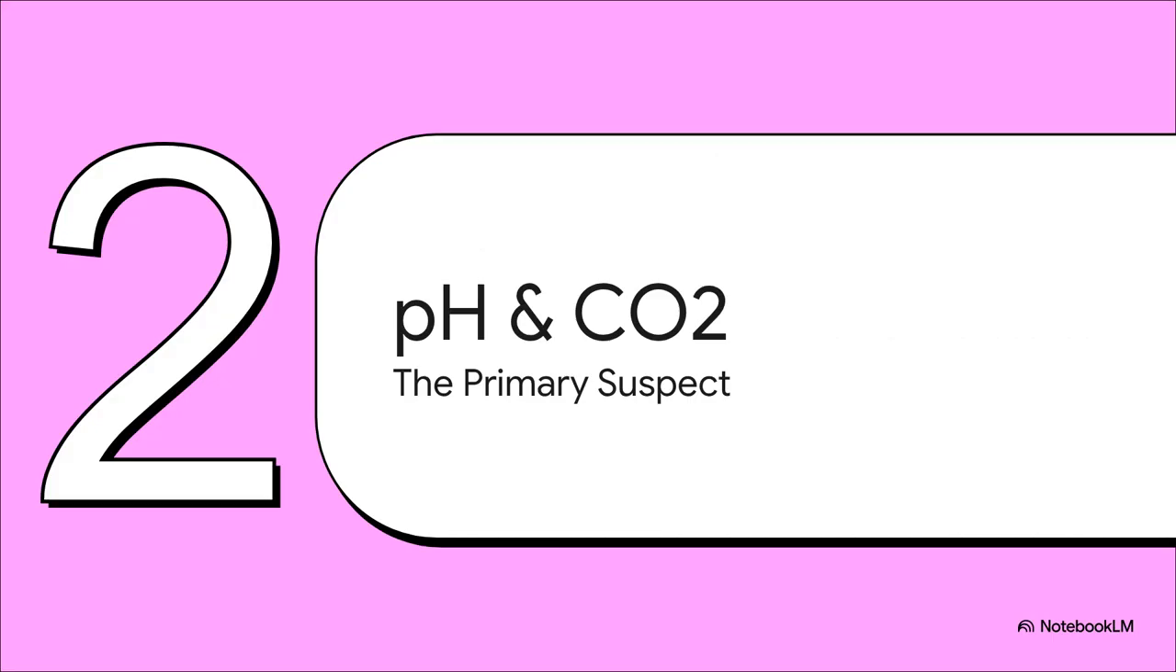Step 2, the primary suspect, pH and CO2. The scene is secure, so now we need to cast our main villain. We do this by looking at the blood's acidity and the carbon dioxide levels to see exactly which organ system is failing our patient. 7.4 is your absolute non-negotiable baseline for pH.